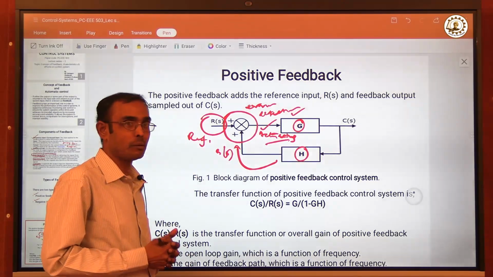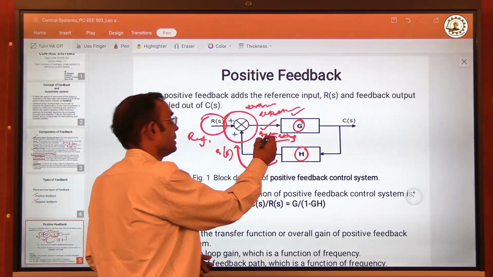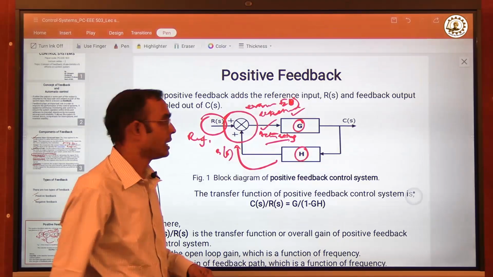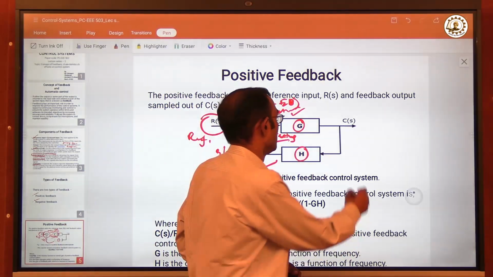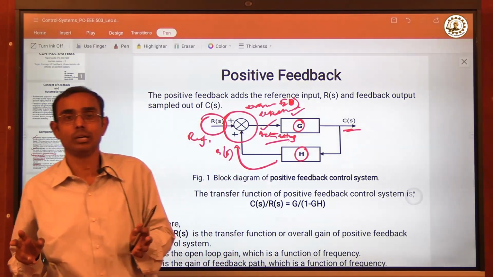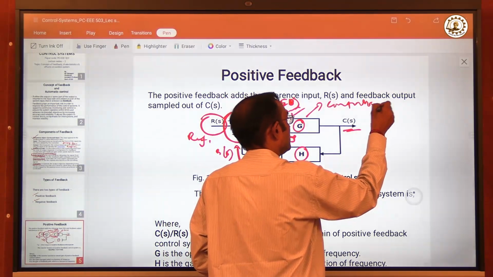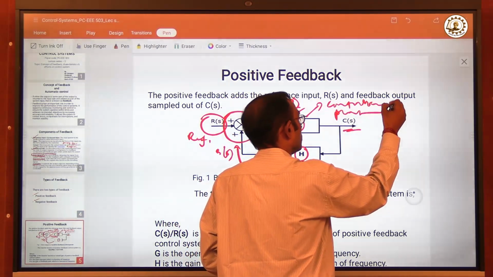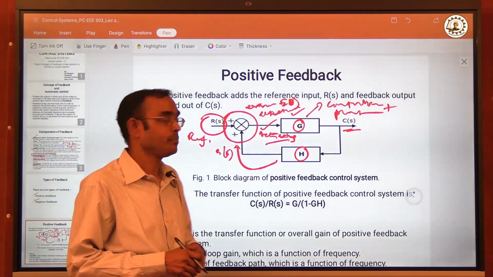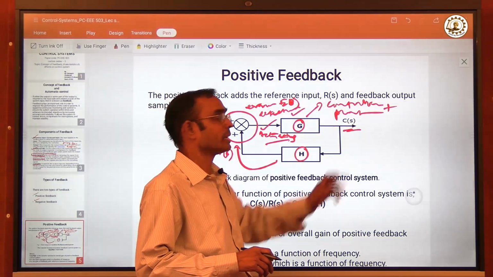When R of S and B of S are compared, they give a new signal as actuating signal, that is E of S, going into this block G, and the block G, after its necessary processing, will generate the overall output C of S. Now this block G has two things. One is the controller and another is the plant or process. So these two are combined inside this G. This is the generic block diagram. It is not a wholesome block diagram. So here the G comprises of controller and the plant.